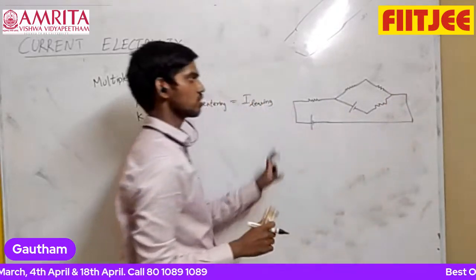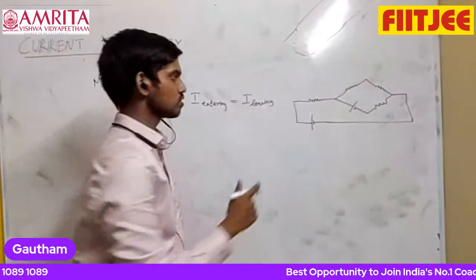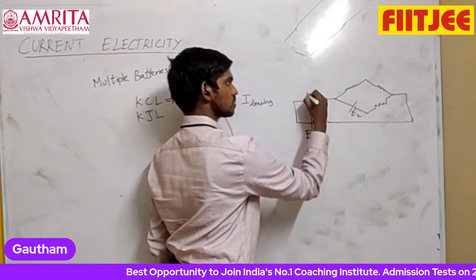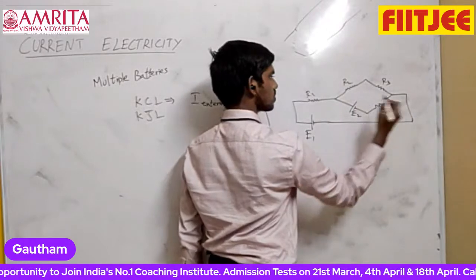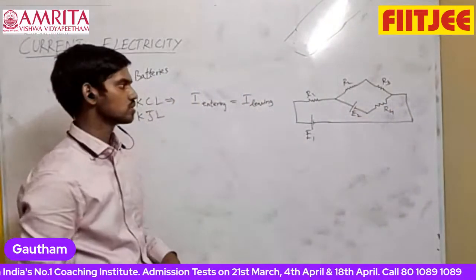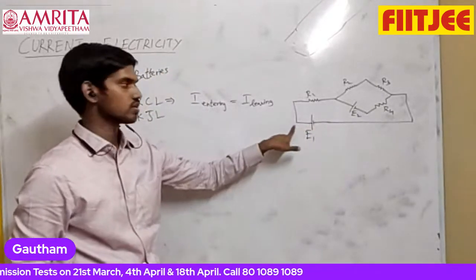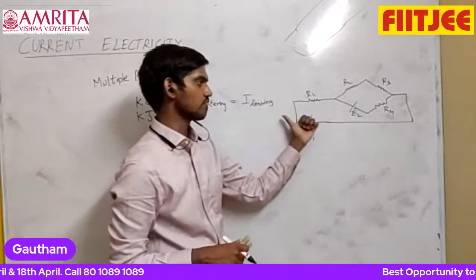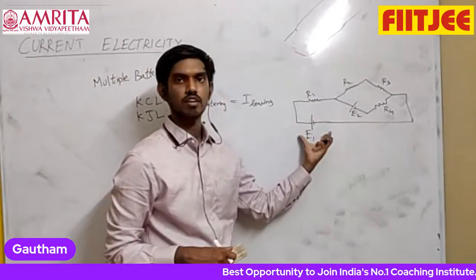So simply, it's not a straightforward series-parallel question because you have 2 batteries. Whenever you have something like this, with voltage E1, voltage E2, and resistors R1, R2, R3, and R4, what you can simply do is this: whatever current is entering the battery, the same should come out of the battery. Just because you are crossing a battery, the current will not change.